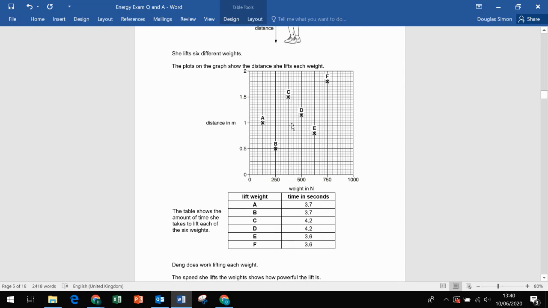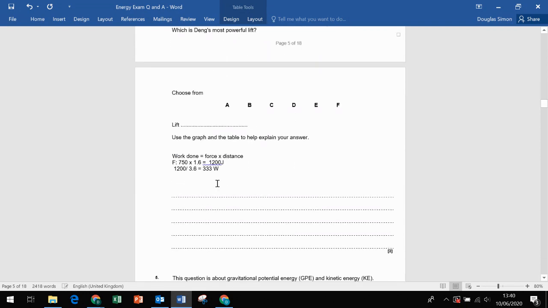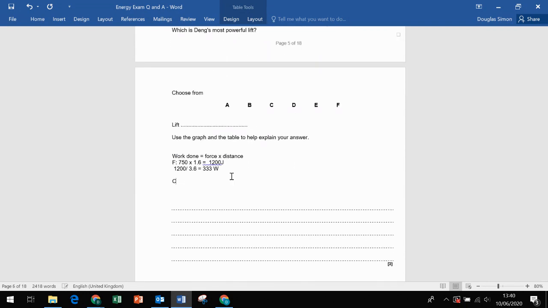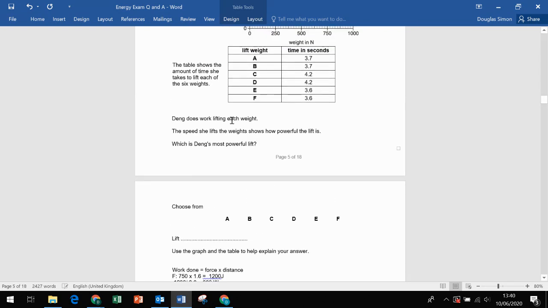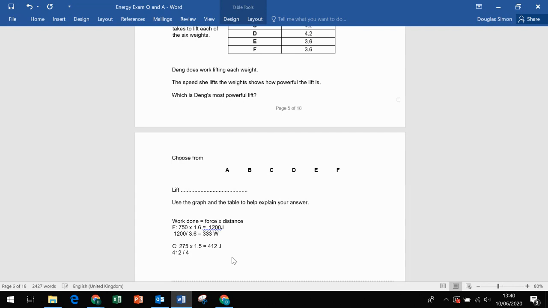So let's look at C. 275 times by 1.5 equals 412 joules. And then what's the power? 412 divided by 4.2 is 98 watts. Okay, so that is much, much less.